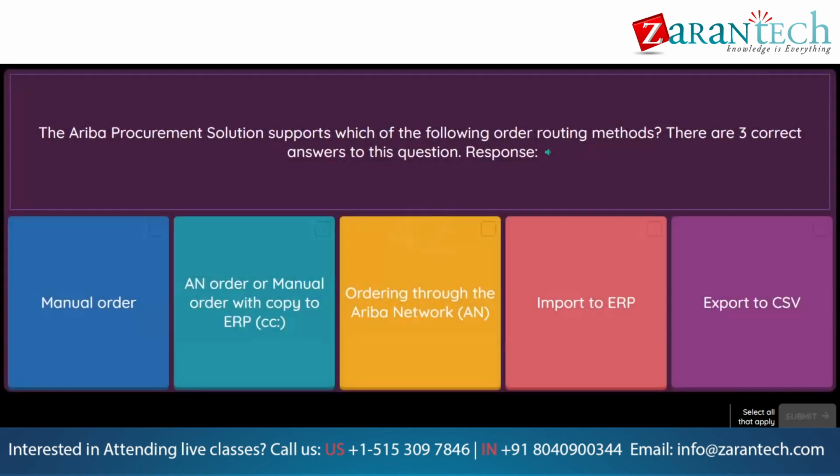Question: the Ariba Procurement solution supports which of the following order routing methods? There are 3 correct answers to this question. Response: Option 1, manual order. Option 2, an order or manual order with copy to ERP, CC. Option 3, ordering through the Ariba Network. Option 4, import to ERP. Option 5, export to CSV.